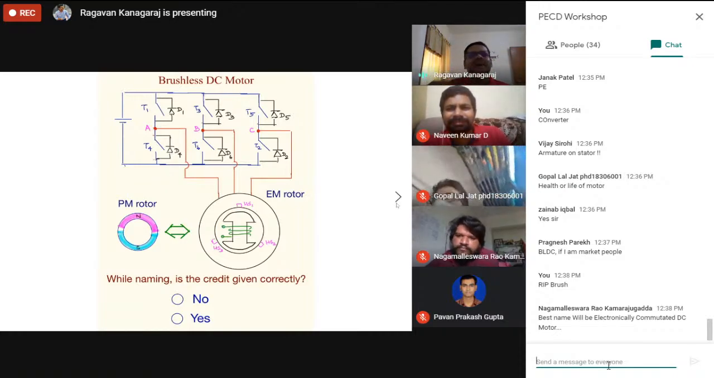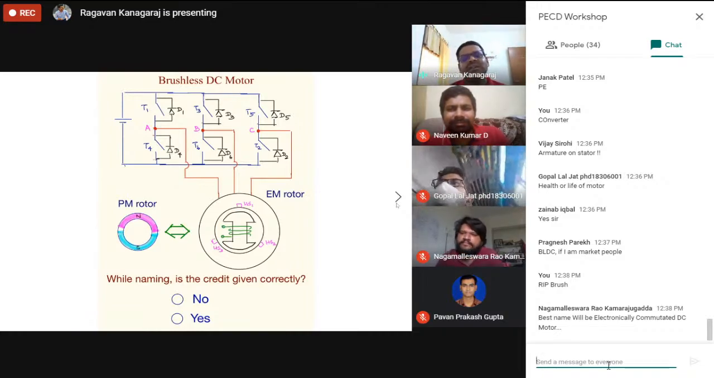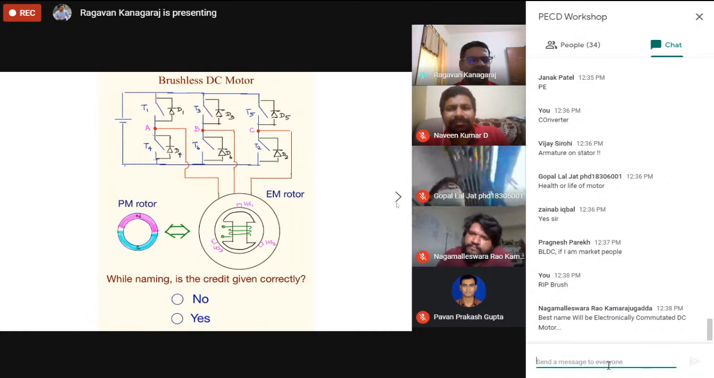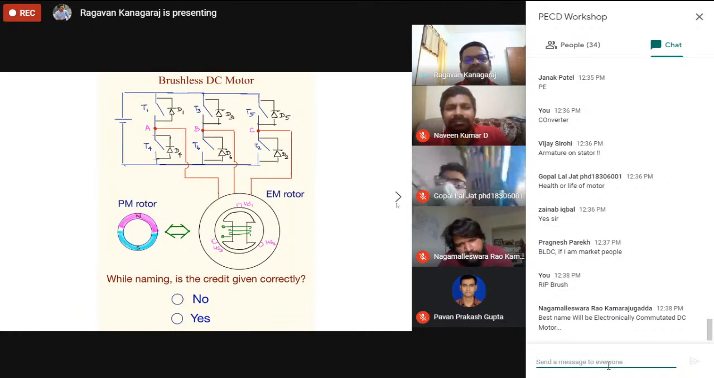Due to the presence of the commutator, there occurs a spark. So we want to eliminate it, because we can't use the DC motor in places like mines, where there is a possibility of gas leakage, which would lead to a fire explosion. So the main problem is the commutator and the process of commutation. Somehow, after the invention of the transistor, we are able to get rid of that.